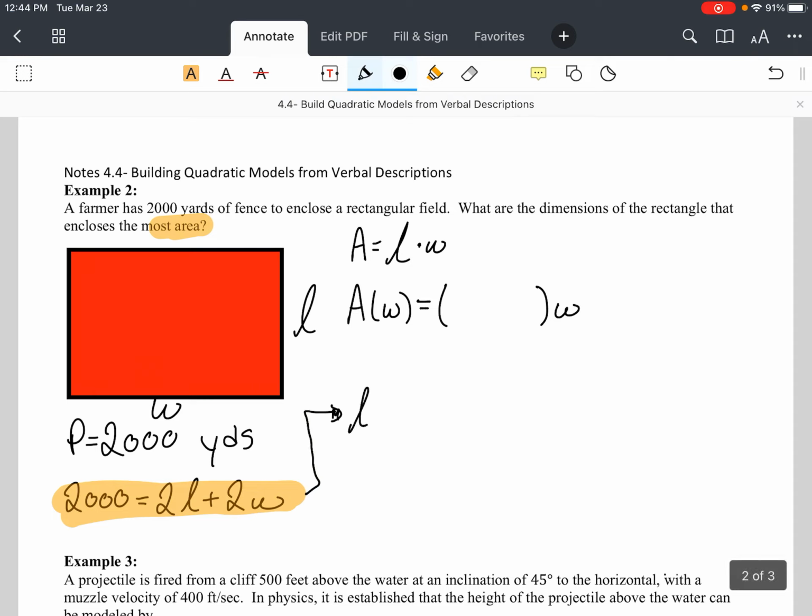I'm going to allow you guys to work this out, but I'm going to give you the solution here. The length is equal to 1,000 minus the width. And we can simply substitute that in for the length up here so that we have everything in terms of width.